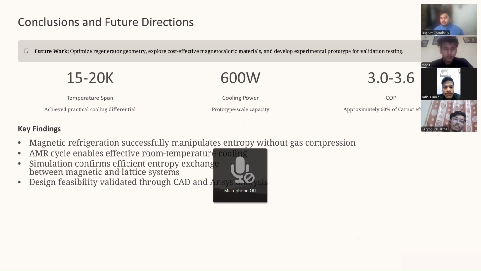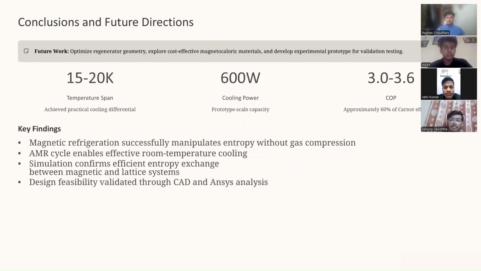So for our conclusion, we have key findings like: magnetic refrigeration successfully manipulates entropy without gas compression. Simulation confirms efficient entropy exchange between magnetic and lattice systems. Design feasibility validated through CAD and ANSYS analysis. AMR cycle enables effective room temperature cooling.